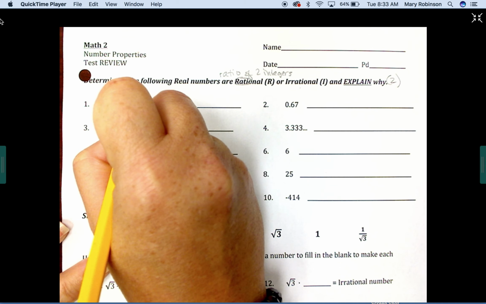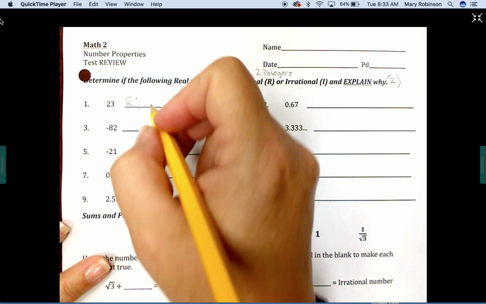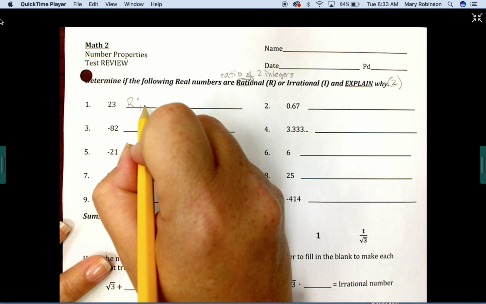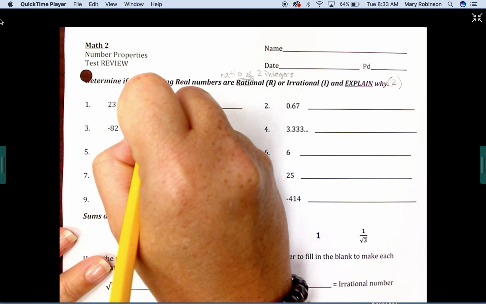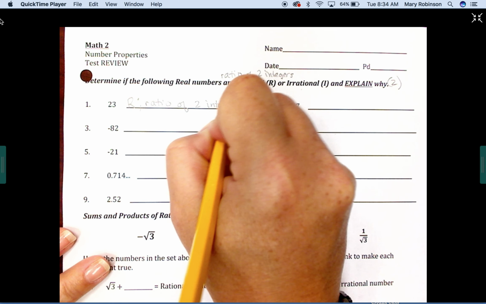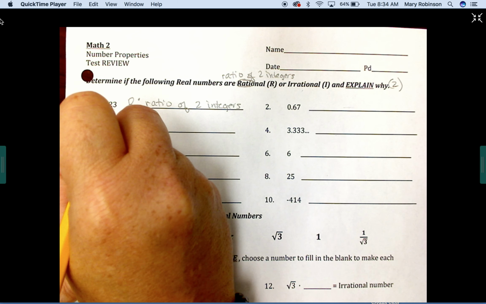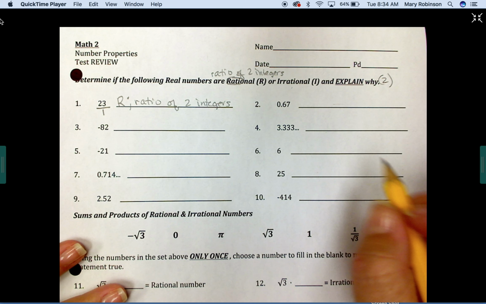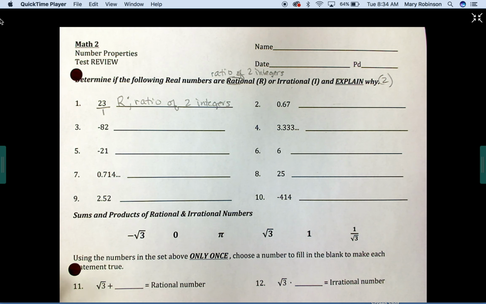So it is rational, and you can either explain that it's a natural number, whole number, integer, or you can simply say it is the ratio of 2 integers. So remember that we can make any whole number a ratio of 2 integers by putting it over an understood 1. For number 2, we have 0.67.